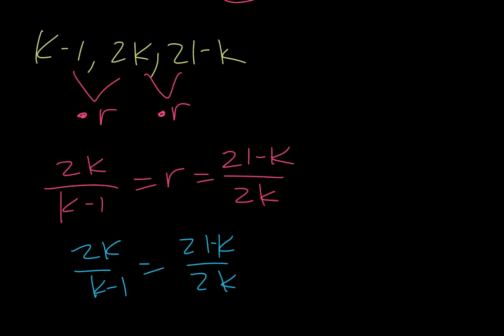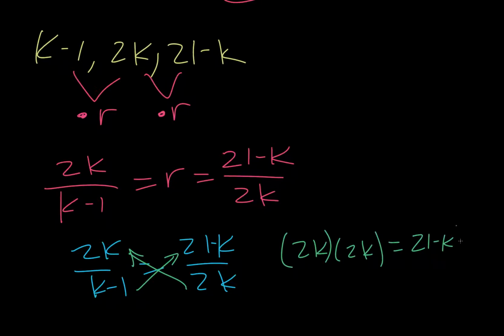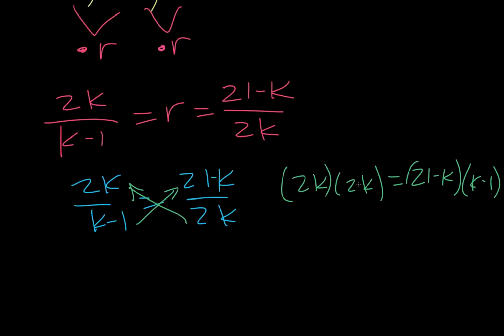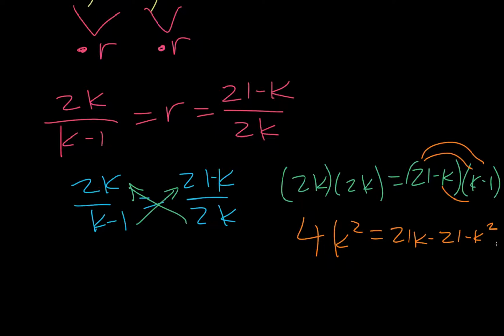We can cross multiply to get rid of the fraction. So we have 2k, 21 minus k, like that. And then we just continue to simplify. So multiply those together, we get 4k squared. This one we'll have to distribute, so we get 21k minus 21 minus k squared plus k.